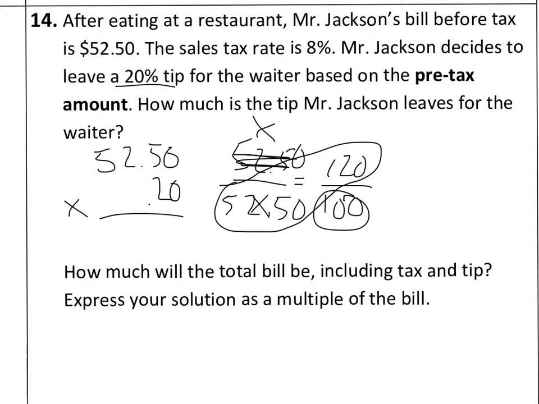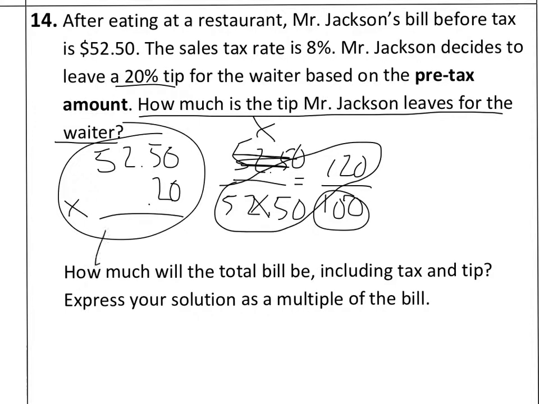Oh, you know what? I'm sorry, I apologize. I didn't read the question very closely. How much is the tip he leaves to the waiter? Well, this is real easy. I just could have done it the original way. You get $10.50. This helps us, though, with our part 2. When you add this to the total, you should have come up with $63. But here's the deal.